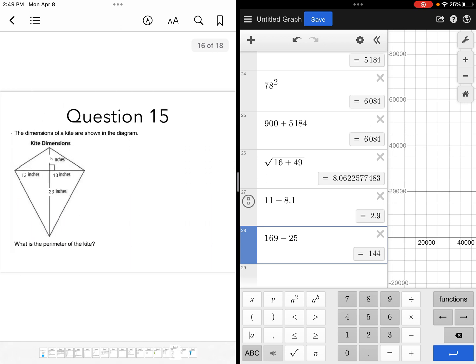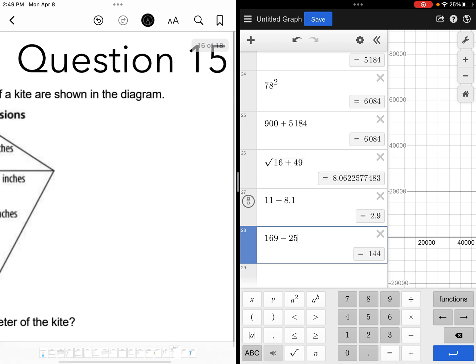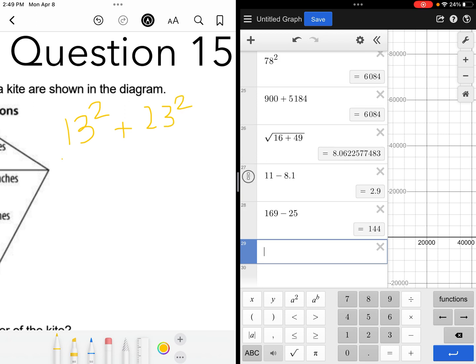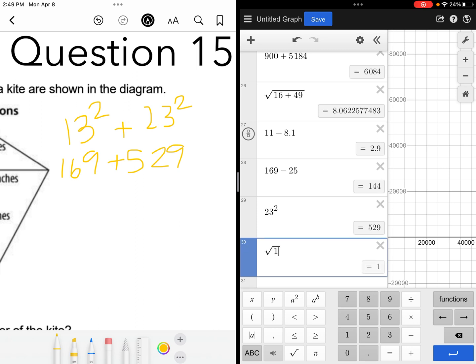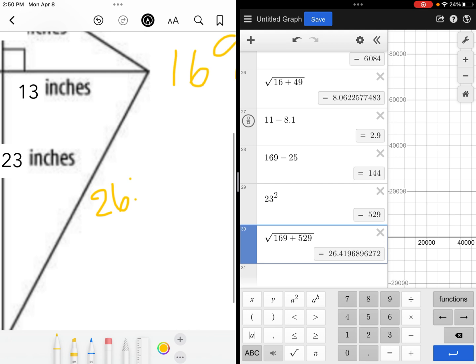All right, the next one, they want to know what the perimeter of the kite is. So I know I've got a couple of different triangles, it looks like. So I've got 13 squared plus 23 squared, which is 169 plus 529. So I have to find the square root of 169 plus 529, and I get 26.4. So I know these two sides are 26.4.